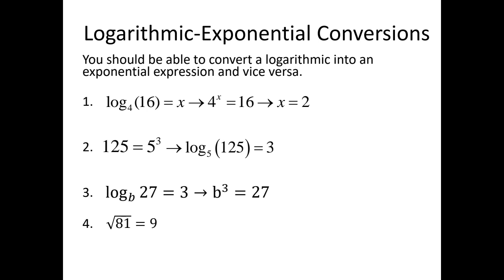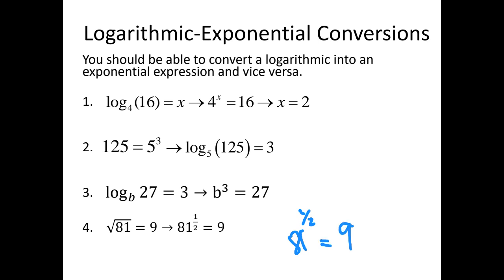So here we have the square root of 81 is equal to 9. So in this chapter, when you see a square root, you want to think of it as a power instead of just a square root. Okay, so we can rewrite the square root of 81 as 81 to the half power, which is equal to 9.